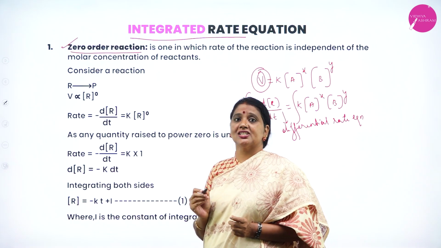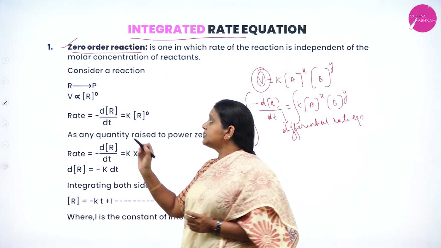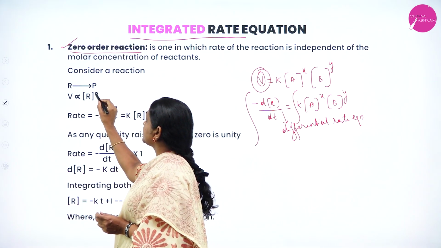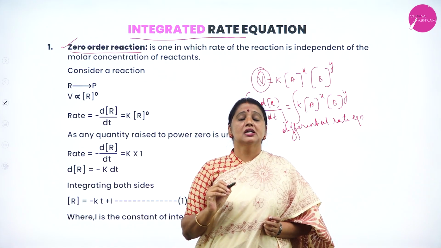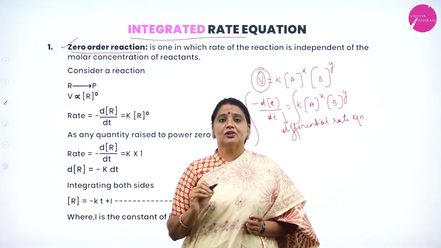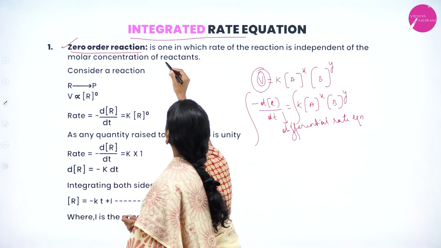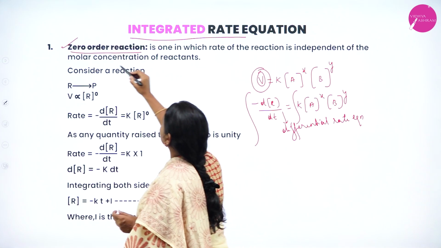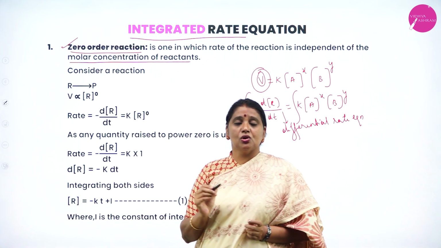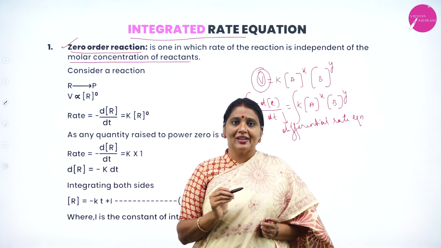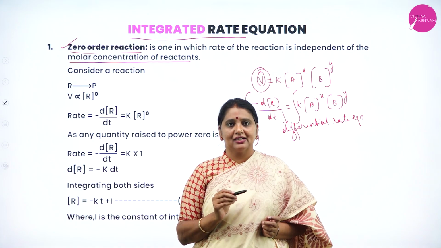Zero order reactions are those whose velocity is directly proportional to zero power of the molar concentration of the reactant. That is, the velocity is independent of molar concentration of the reactants. Zero order reactions are those whose velocity is independent of molar concentration of the reactant.